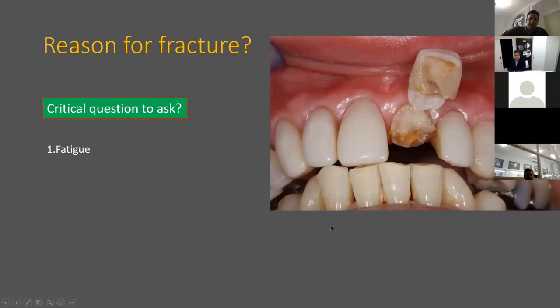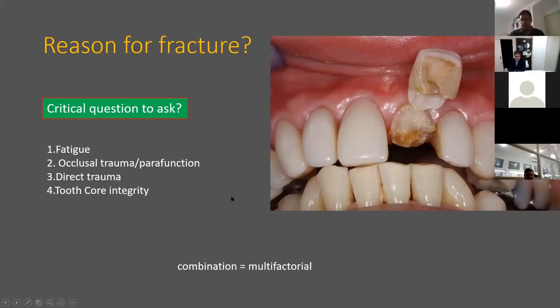She's been grinding in the front. You can see the wear on your bottom teeth. There's actually a lack of posterior support. So I ended up doing reconstruction of the posterior teeth to give better support and enough long centric, as you call it, so she can function without hitting those front teeth. Occlusal trauma, parafunction, direct trauma, tooth core integrity, multifactorial. You have to think beyond your risk.